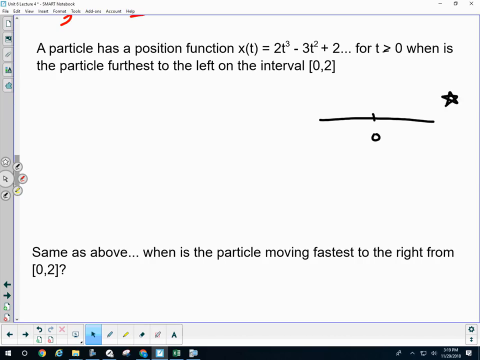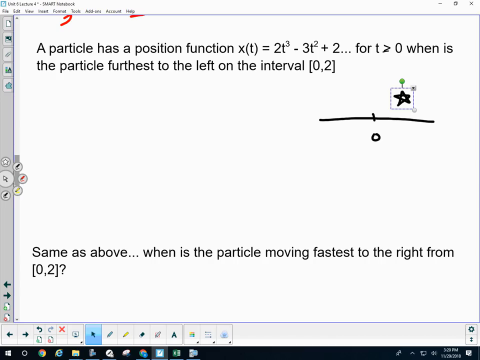Now, this particle can move right or left, right? I want to figure out when it's furthest to the left. Now, it might be a negative value furthest to the left. Maybe 2 is when I'm furthest to the left, and I just move to the right. Maybe I move to the left, and then I move to the right. So furthest left doesn't necessarily mean we have a negative value. It just means we're at a what? A min, right? Furthest left would be a min of position.